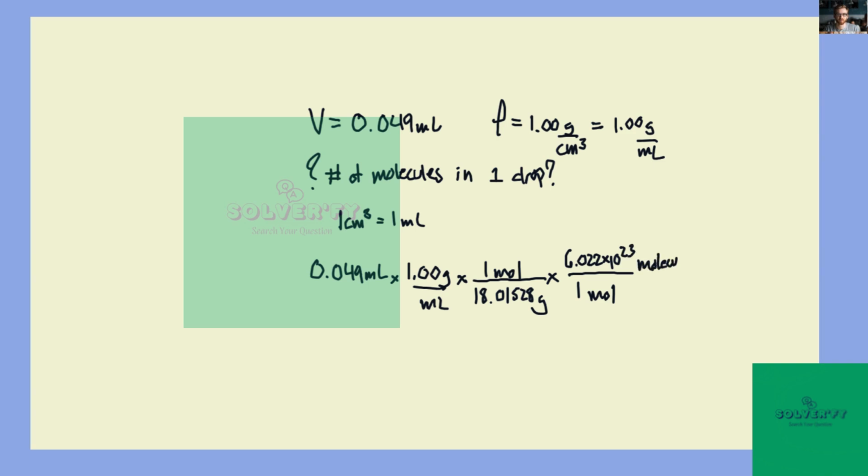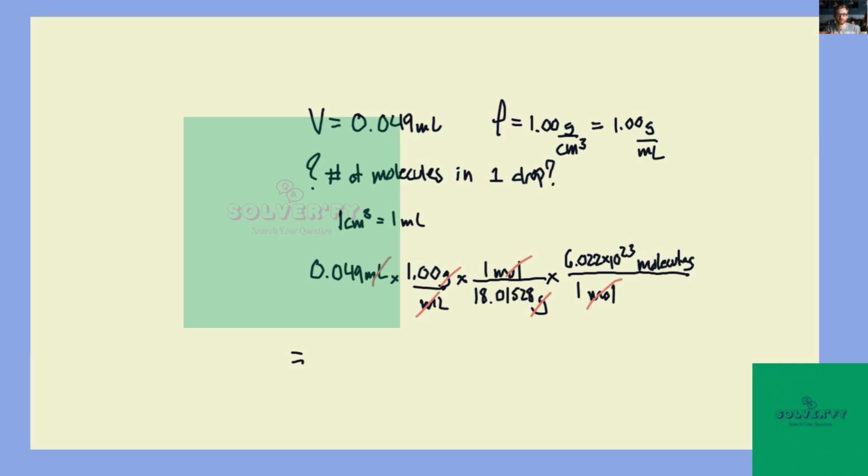And yes, that is Avogadro's number. That's what Avogadro's number tells us. It relates molecules to moles. And so at this point, with consideration of our units, we have canceled milliliters, canceled grams, canceled moles, and we're left with molecules. So let's then write out our final answer after putting it into our calculator.